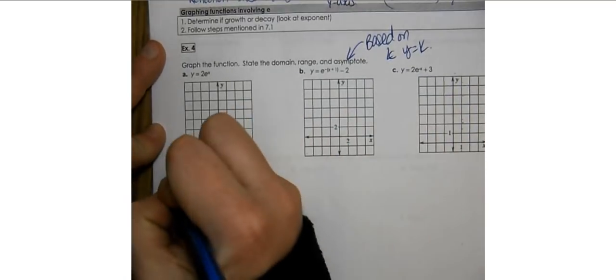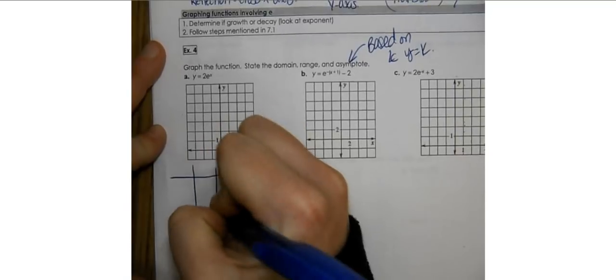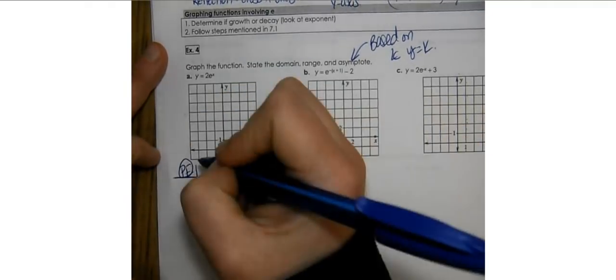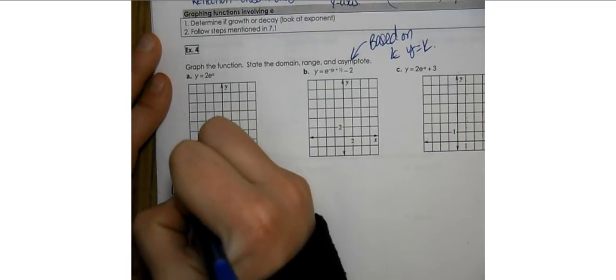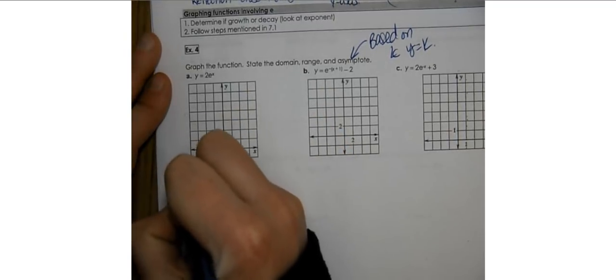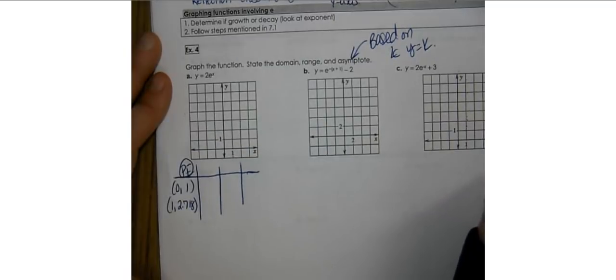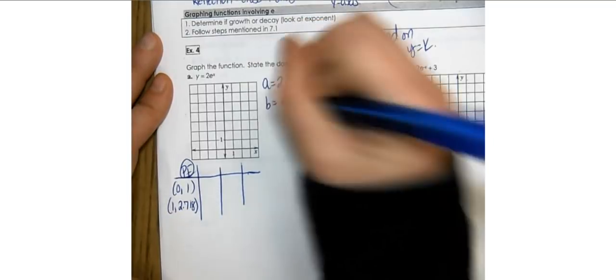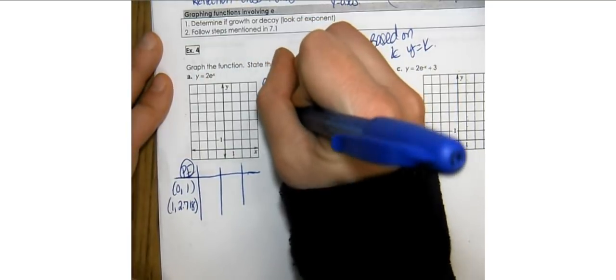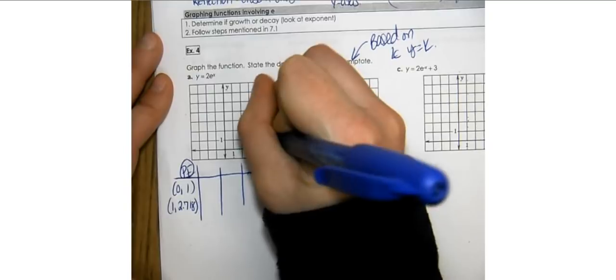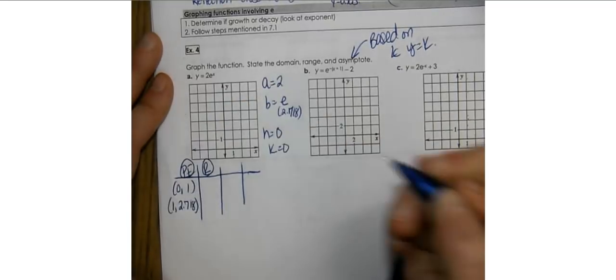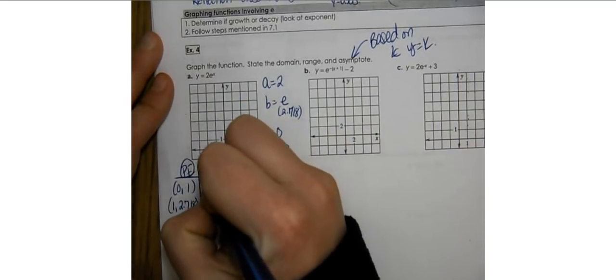So I'm going to create a table. Just like we did before, we only need 2 points in order to graph these functions. My parent function is going to be 0, 1, and 1, 2.718. So my a value in this case is equal to 2. My b value is equal to e, which is 2.718. My h value is equal to 0, and my k value is equal to 0. So I have my parent function. In this case, we don't have a reflection, because my a value is not negative.